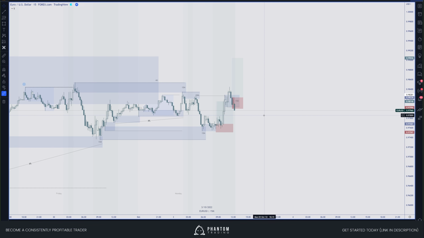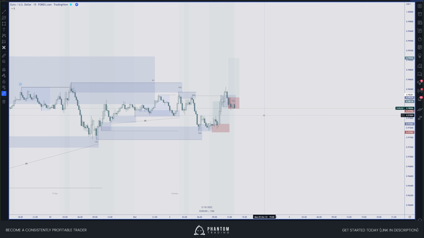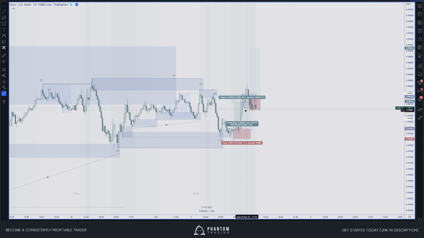So let's see. Are we going to get swept? Yeah, we do, right? It's just a little too attractive to whoever is manipulating price. They knew there were a bunch of orders sitting here. And this is the way we try to teach you guys to think, with the way that we trade in Phantom, right?